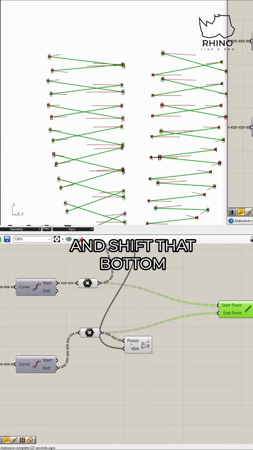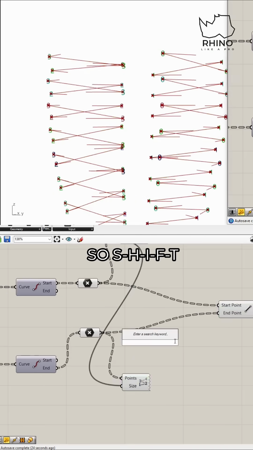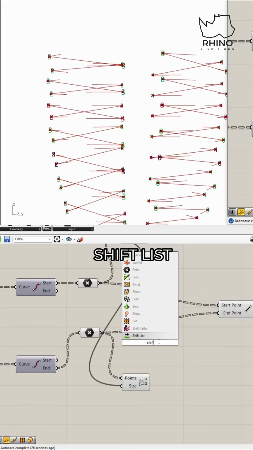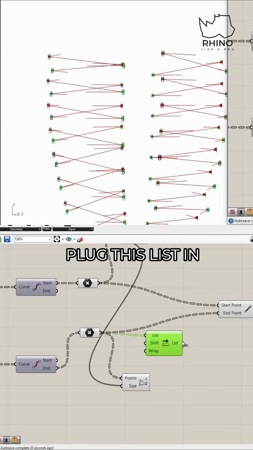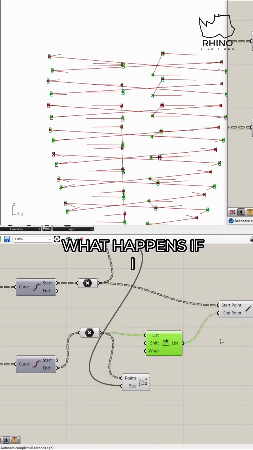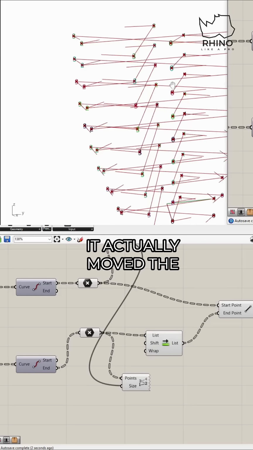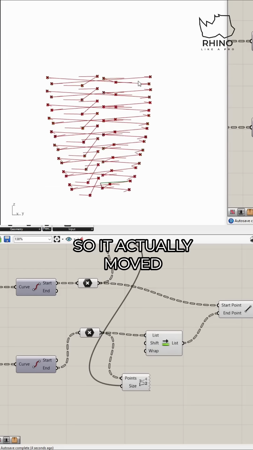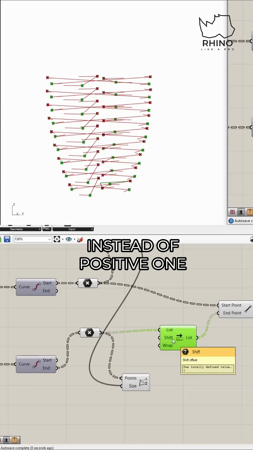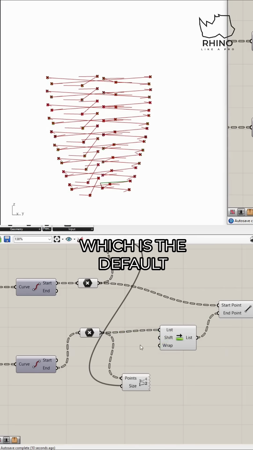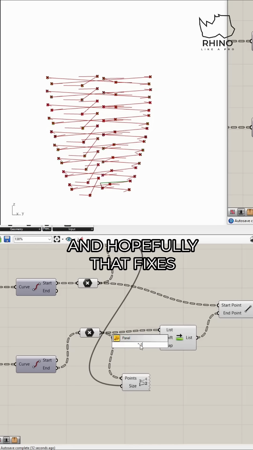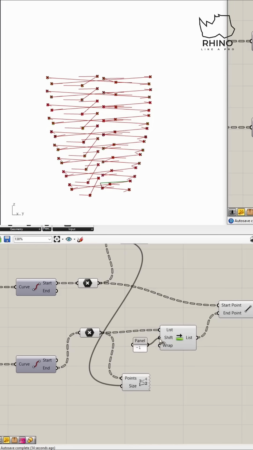So I'm going to try and shift that bottom list over here. So shift, shift list, plug this list in, and let's just see what happens if I do this, right? And you see that it actually moved the other way, right? So it actually moved forward by 1. I need to move backwards by 1. So I'm going to shift instead of positive 1, which is the default. I'm going to shift by negative 1, and hopefully that fixes the problem.